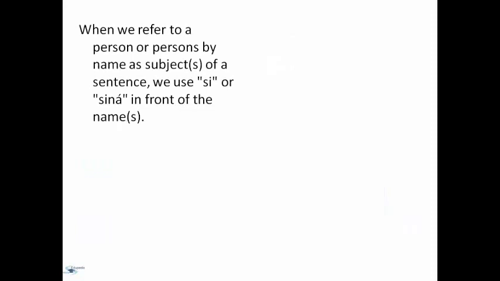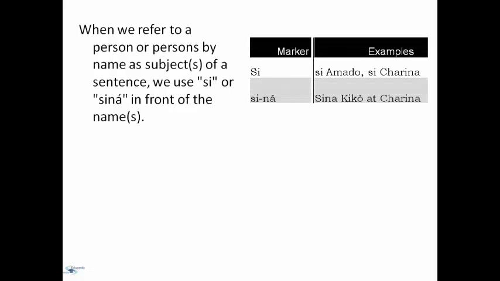When we refer to a person or persons by name as subjects of a sentence, we use si or sina in front of the names. Si is for singular, sina is for plural. For example, we have si Amando, si Karina. Sina, we have sina Kiko at Karina. Again, si is for a singular name, and sina is for plural, meaning 2 persons.